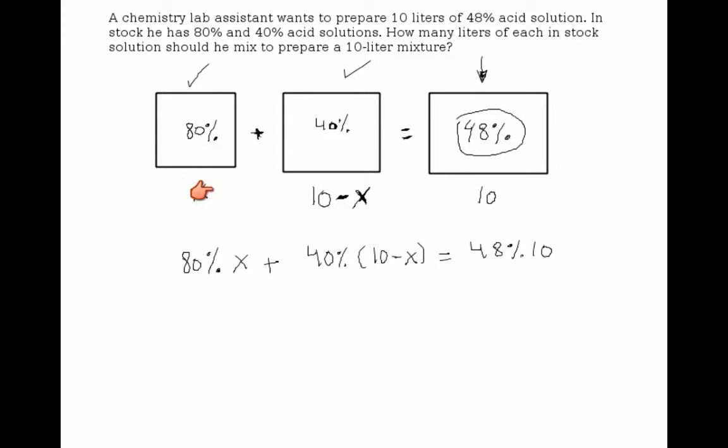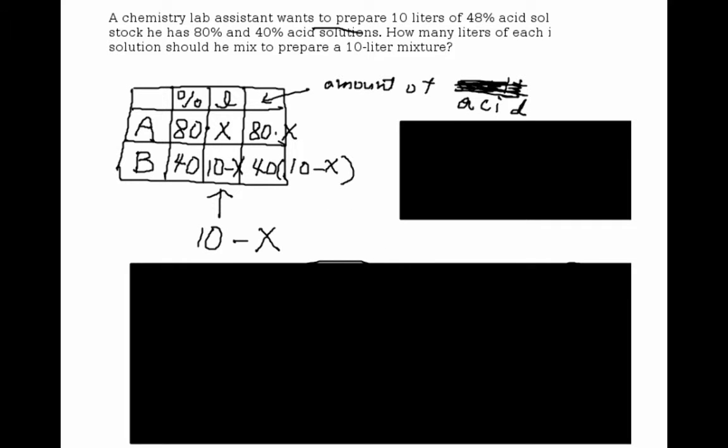So I'm going to say, if I use X liters here, the rest, which would be 10 minus X, should be from the other strength. So that's how you figure out the formula. Now you could approach this differently. You could make a chart out of that.